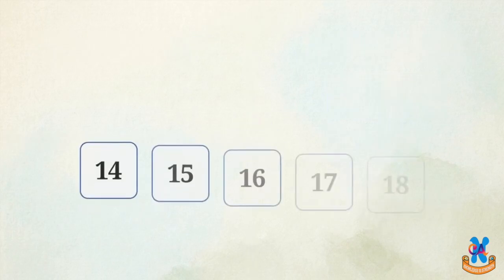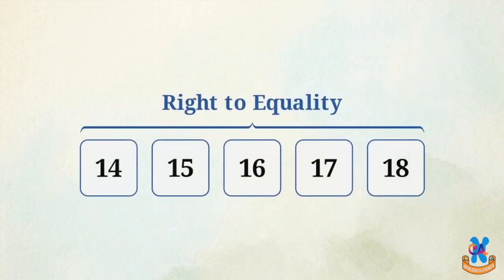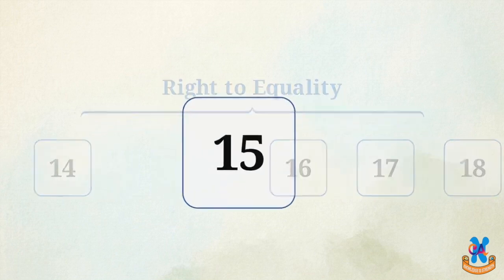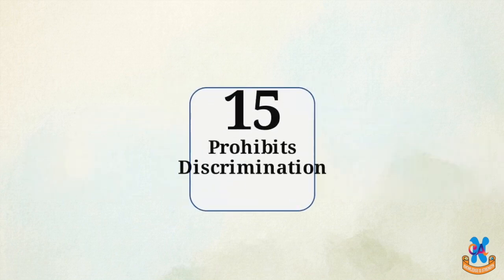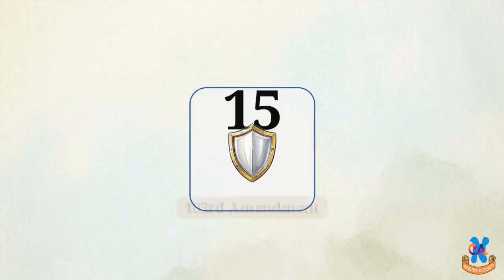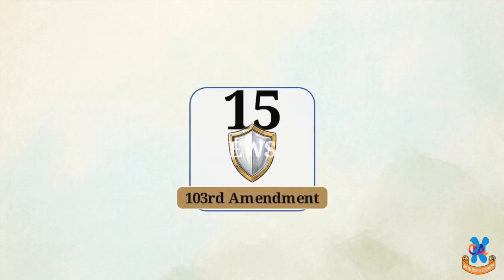The equality block runs from Article 14 to 18. A quick way to remember this is equality starts at 14, ends at 18. Within that block, Article 15 prohibits discrimination, and a recent update, the 103rd Amendment, specifically added a provision to protect economically weaker sections. Next is your right to freedom under Article 19.